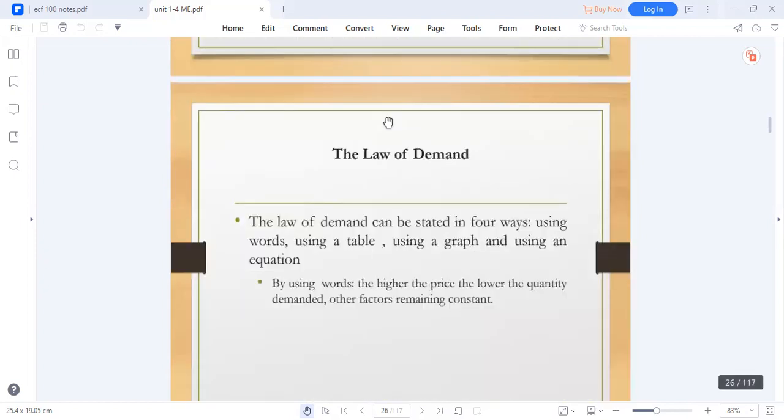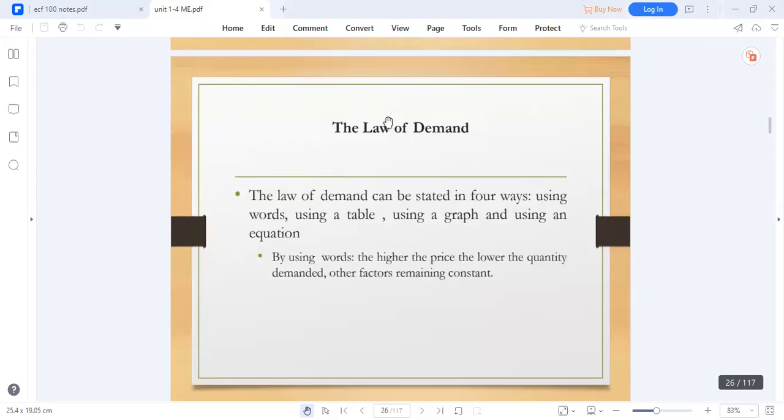So the law of demand, therefore, can be illustrated using a graph. The law of demand simply states that a higher price is usually accompanied by a lower quantity demanded. A lower price, conversely, is accompanied by a higher quantity demanded, holding all other factors constant. We use a Latin term, ceteris paribus.